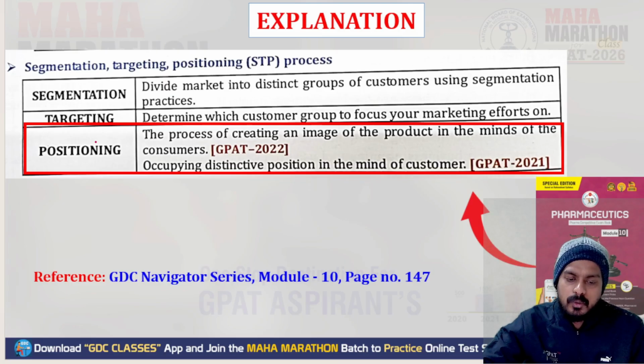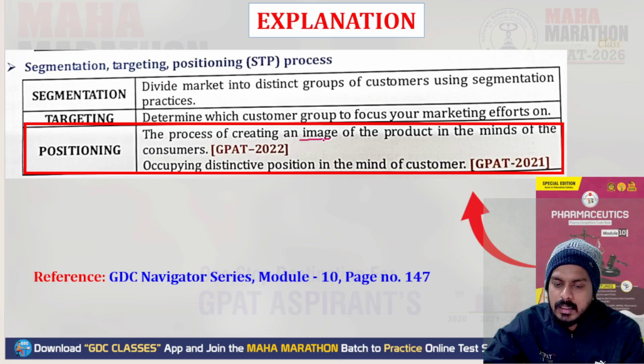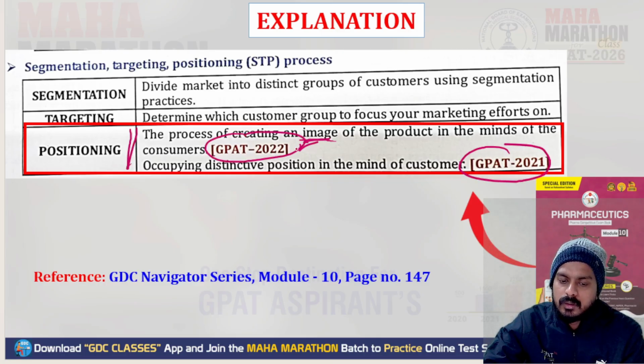Next question. Product positioning is the process of creating an image of the product in the mind of a consumer. This question has been asked two times, in GPAT 2022 and GPAT 2021. I am basically occupying a distinctive position in the mind of a customer.